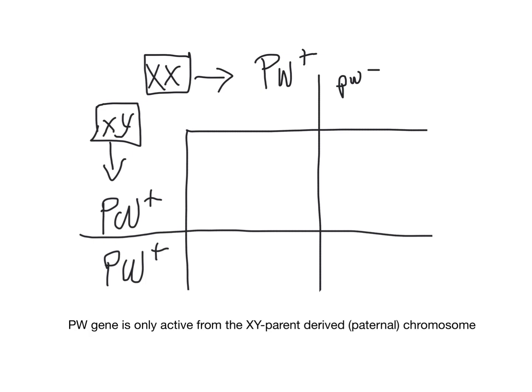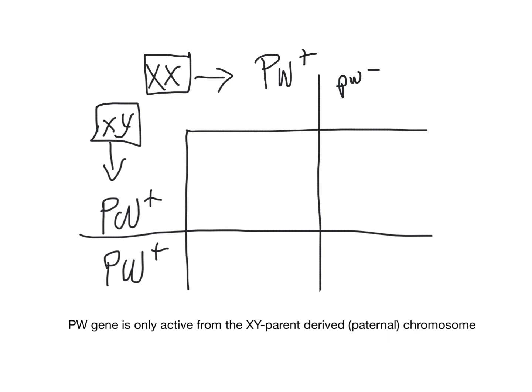All right, I'm going to go through the Punnett squares for Prader-Willi and Angelman syndrome. This is the Prader-Willi syndrome Punnett square for two people who are having children together, an XX person and an XY person. The XX person has one wild-type Prader-Willi allele and one diseased allele. And the XY person has two wild-type Prader-Willi alleles. Prader-Willi gene is only active from the XY parent-derived or paternal chromosome.